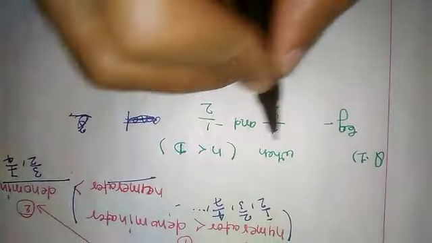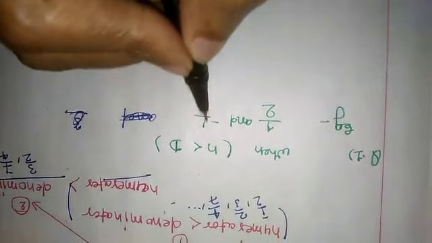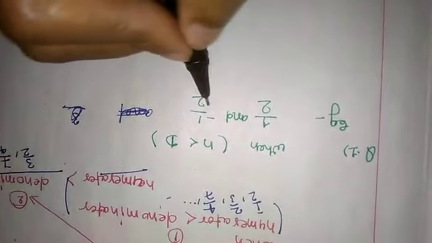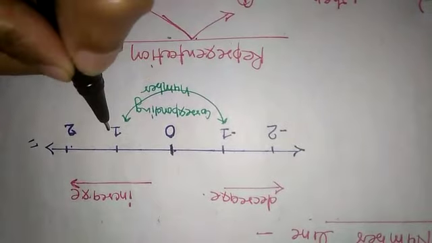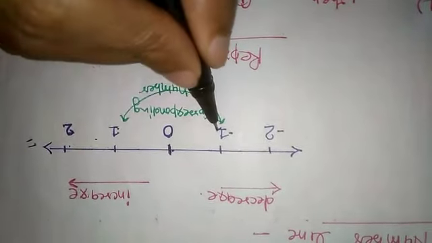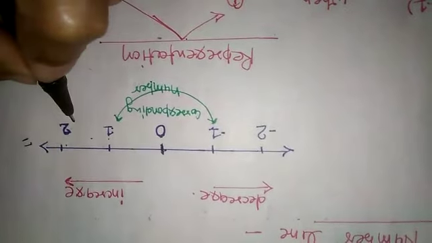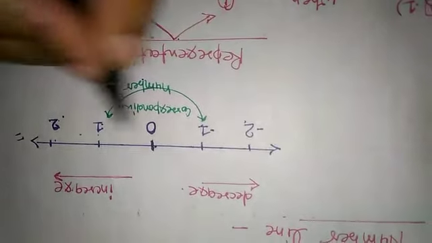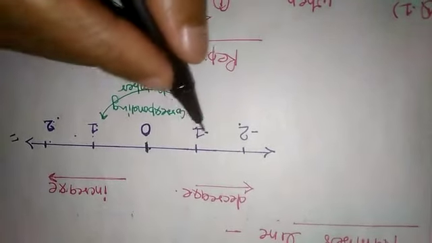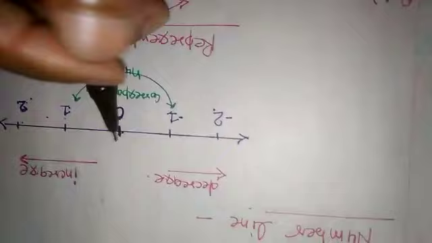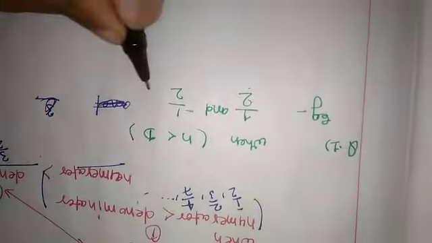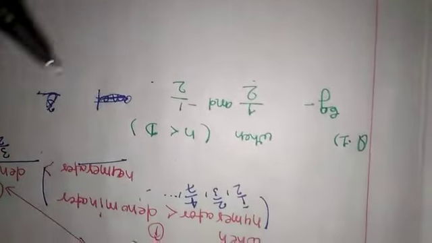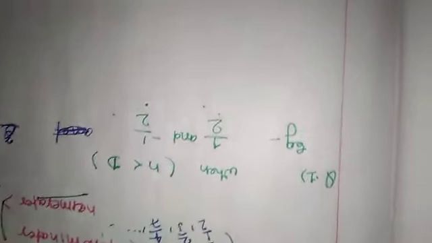Here, let's take an example: 1/2 and -1/2. These are the corresponding numbers. For example, in this number line, 1 and -1 are called corresponding numbers. 2 and -2 are corresponding numbers. Similarly, -3, +3, and 1/2, -1/2. So these are the corresponding numbers. In this we represent both on the number line.